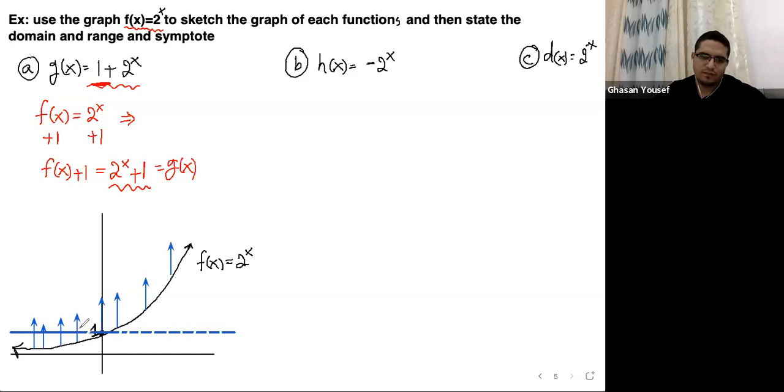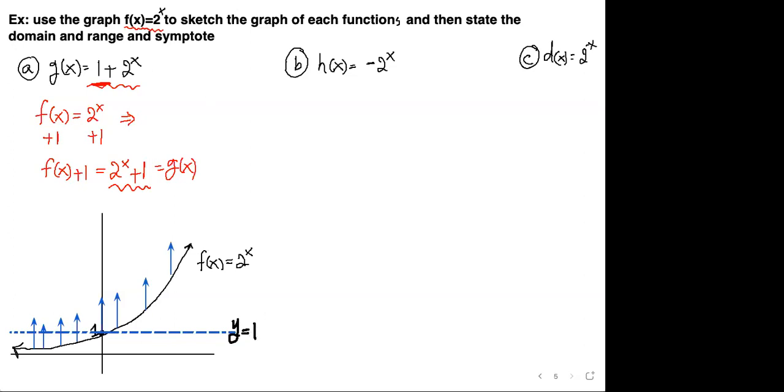Isn't it supposed to be y equal 2? Y equal 1 because we shifted 1 unit up. The original one, f of x equal 2 to the power x, has the asymptote y equals 0. But when we shift everything 1 unit up, the asymptote would be y equal 1. So this is my asymptote, y equal 1.